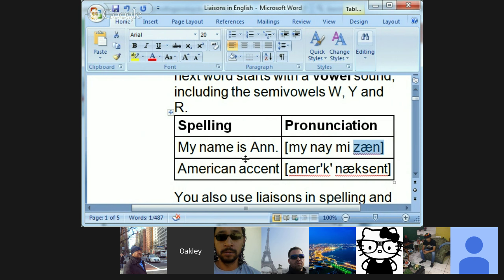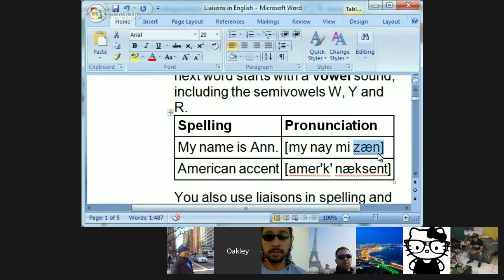We're actually taking the last sound, the M, and joining it with the first vowel sound in is. My name, me, and then we're doing the same thing again. The S in is, which is a Z sound, we join it very, very closely with an. My name is Zan. Right? If you listen very closely, that's really what it sounds like.